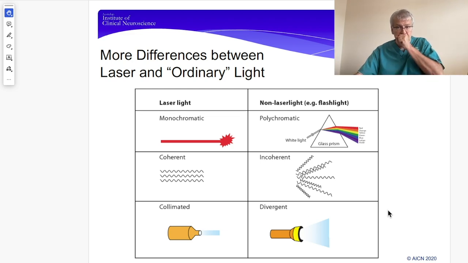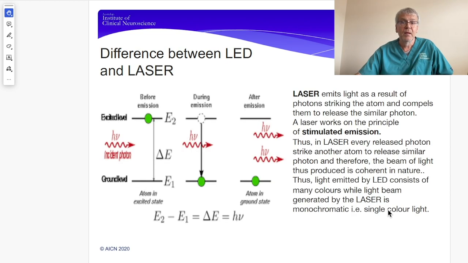Those are the differences between laser light and non-laser light, like might be produced by a flashlight. Now, a lot of the questions and a lot of the effects of low-level light therapy depend upon how the light is produced. So we now have LEDs and we have laser. And a lot of the time people are asking me, well, what's the difference between a laser and an LED?